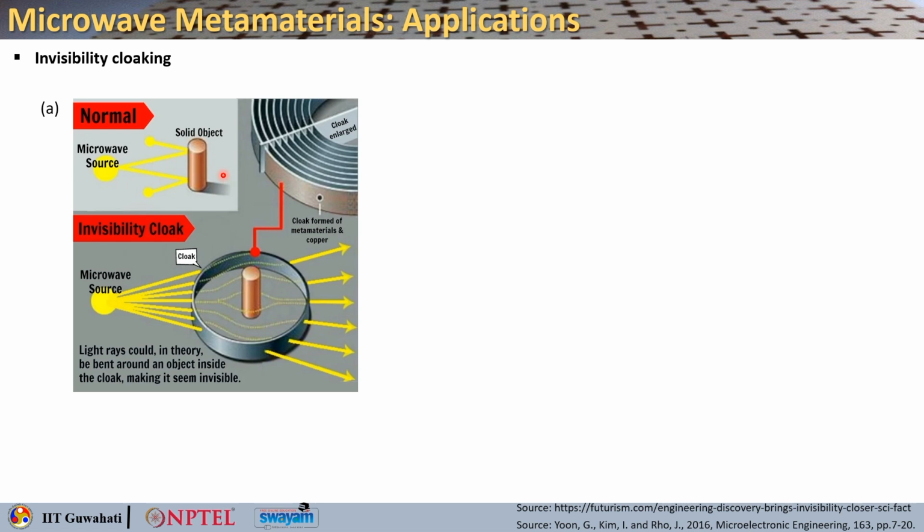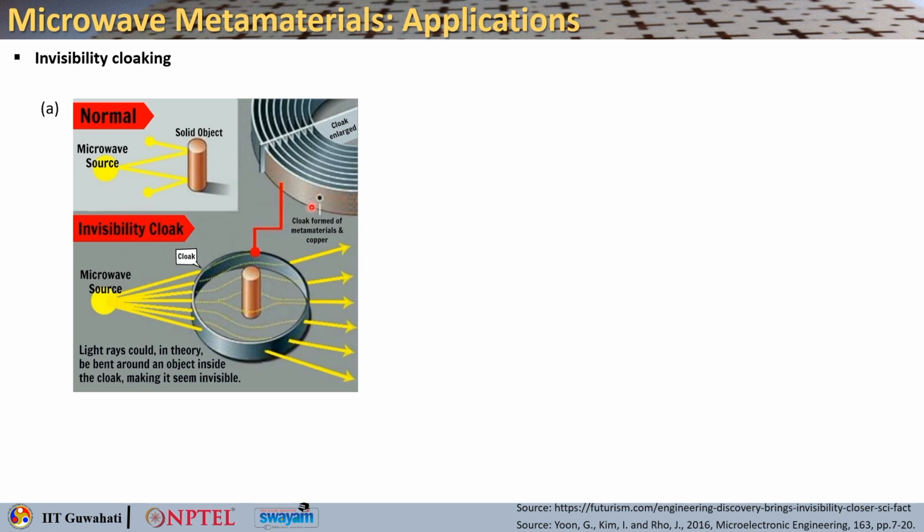Other applications include invisibility cloaking. So, here you can see in the normal propagation, you have a microwave source and there is a solid object which is visible because of the reflections from the object. Okay. But if you want to keep this object hidden from the microwave source, you have to think of a cloak that is made of metamaterial. So, here you can think of a cloak which is basically rings of split ring resonators.